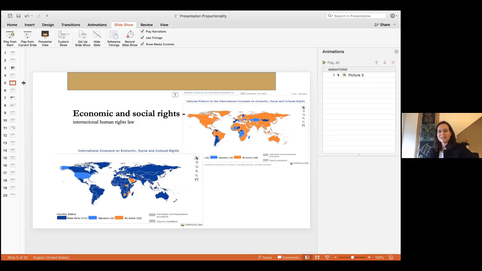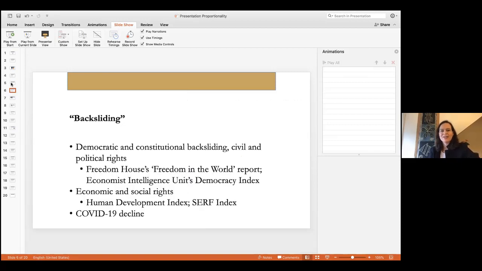So insofar as we're seeing more justiciability, more court involvement around interpreting economic and social rights at the national level, so too are we seeing this at the international level. So let me move to define my terms of backsliding now that I've defined economic and social rights. We're all very familiar, I think, with the literature and the observations about democratic and constitutional backsliding.